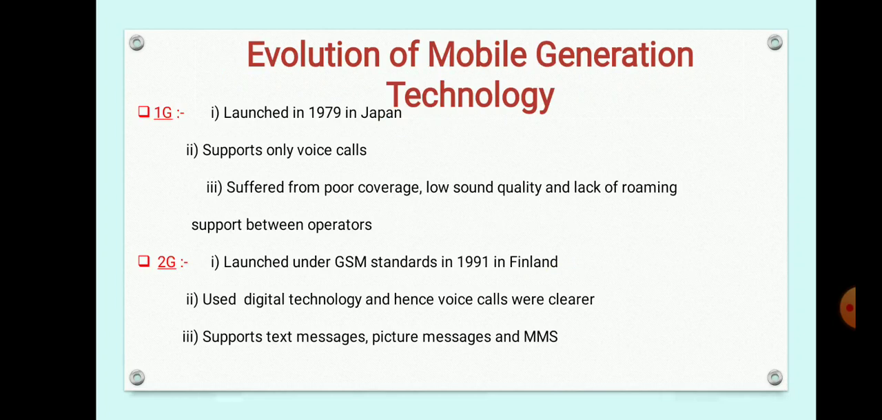So the first generation, or 1G. It was launched in 1979 in Japan. It supports only voice calls, and it suffered from a lot of disadvantages like poor coverage, low sound quality, and lack of roaming support between operators. So these are the disadvantages of the first generation mobile technology: poor coverage, low sound quality, and lack of roaming support between operators.